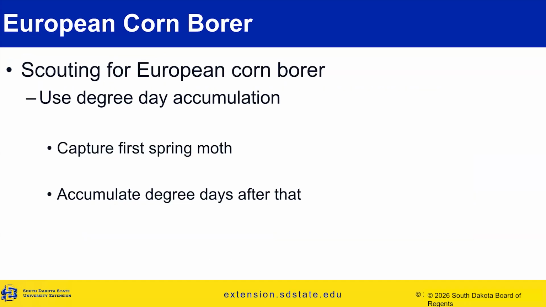And so to scout for European corn borer, we typically recommend using degree day accumulation because that can help us pinpoint when we need to really be scouting for egg masses and when treatment would be necessary if we're trying to spray these. And so the big thing is we need to capture the first spring moth. That's the most accurate method for calculating the degree days. We call that a biofix. The other option is to just go from January 1, and it's not as accurate, but it works.